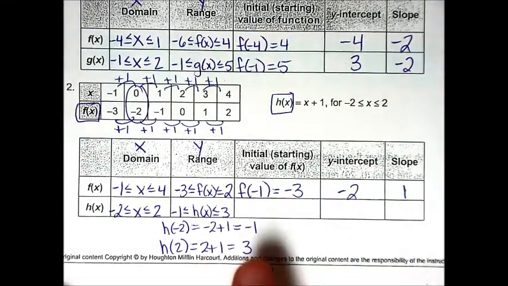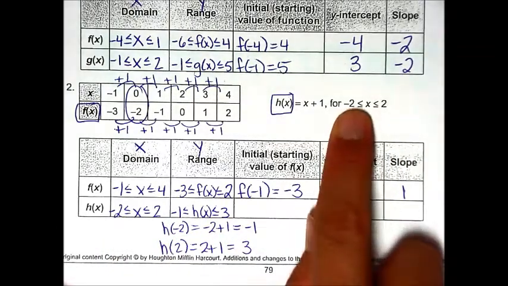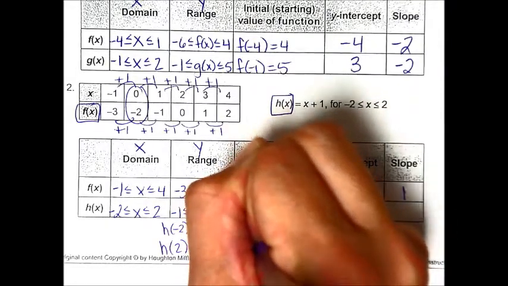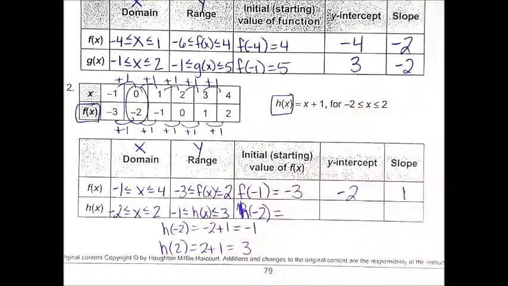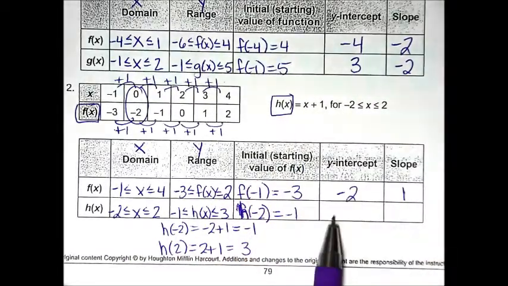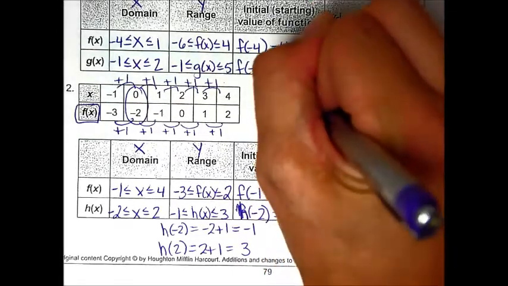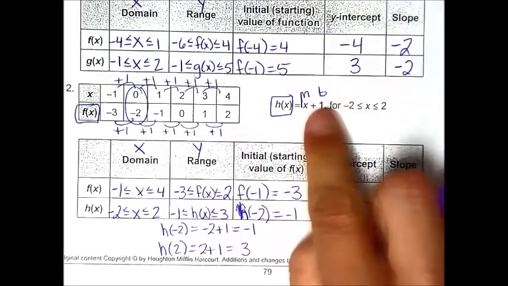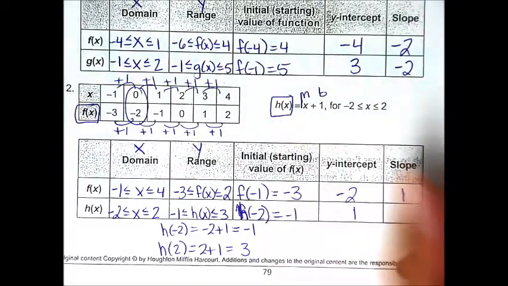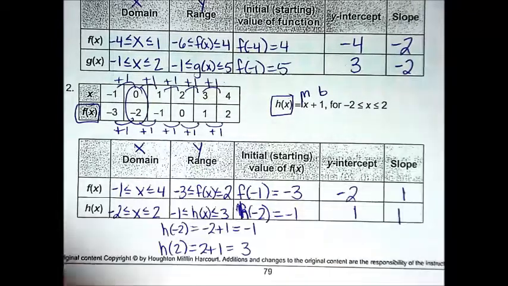Okay, and then first point would be, since -2 is the smallest x, that's your initial value. H, sorry, not f. H of -2 would equal -1. Slope and y-intercept should be easy because this is in slope-intercept form, like y equals mx plus b. Your y-intercept, 1. Your slope, 1. So there's some practice picking out some of the key parts.